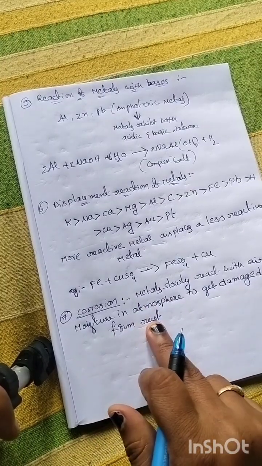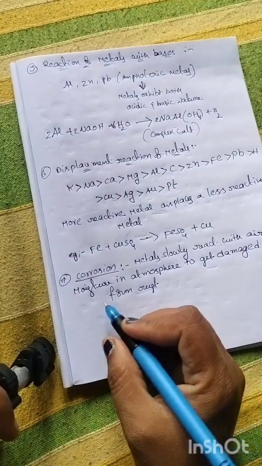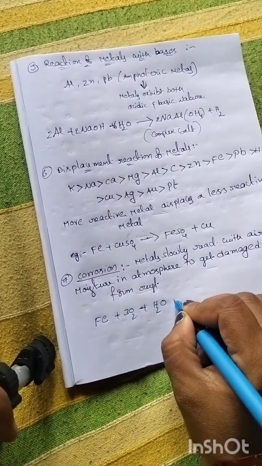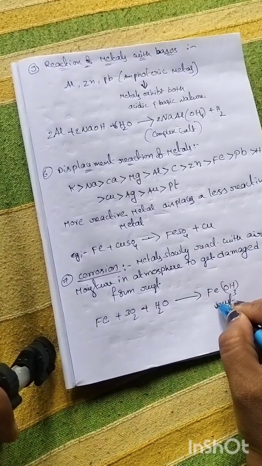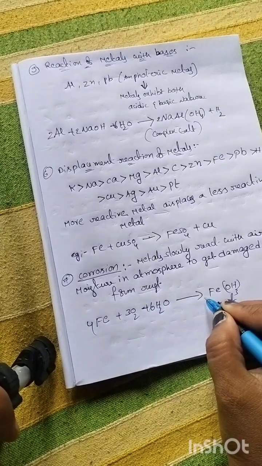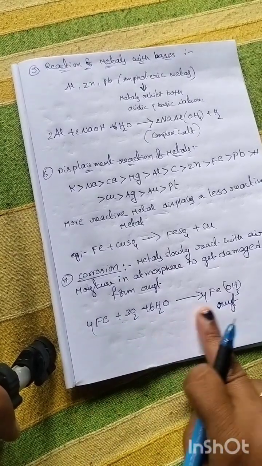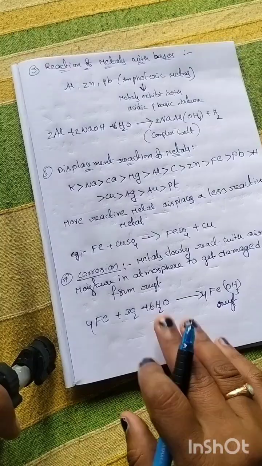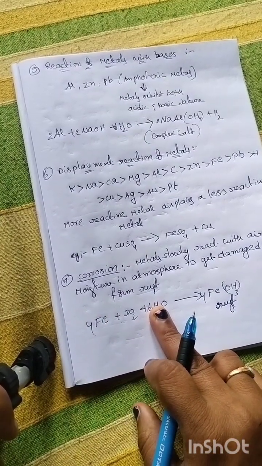Here I want to give you an example of the corrosion process. Iron reacts with oxygen and water to form rust. So you have to balance the equation also. Iron oxide, this is the rust. This is about the corrosion process. So it's all about the chemical properties of metals.